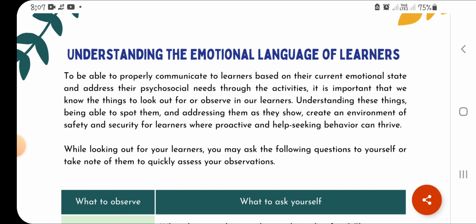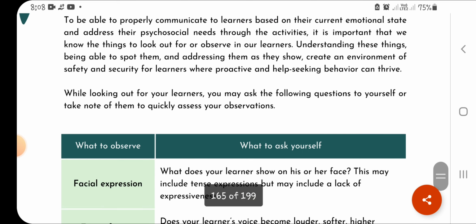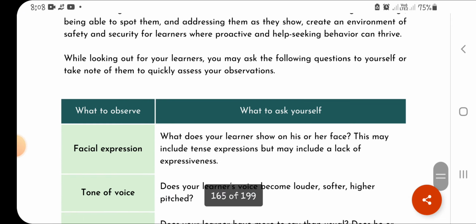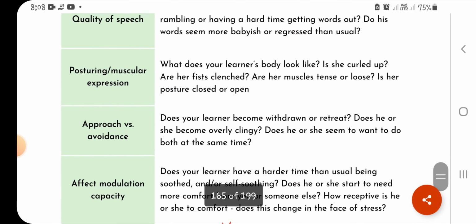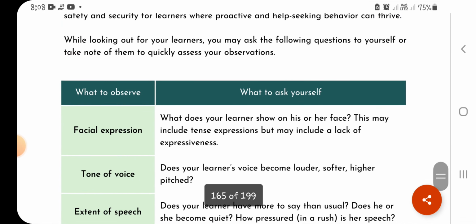Now, while looking out for your learners, you may ask the following questions to yourself or take note of them to quickly assess your observations. Now, what are we going to observe? Well, actually, dami nang pwede nating observe sa ating mga learners, but let's begin with the facial expression.